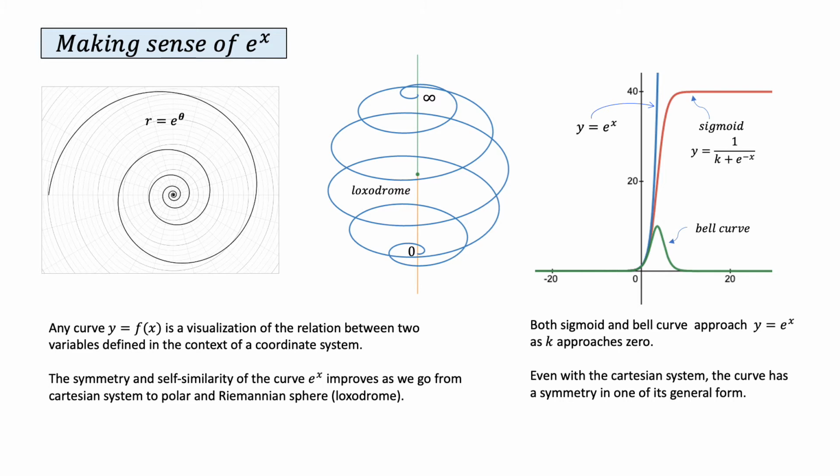On the right, we can see that the exponential curve still has some symmetry in its general form in the Cartesian coordinates. Both sigmoid and bell curve approach e to the power x when the change is infinite.